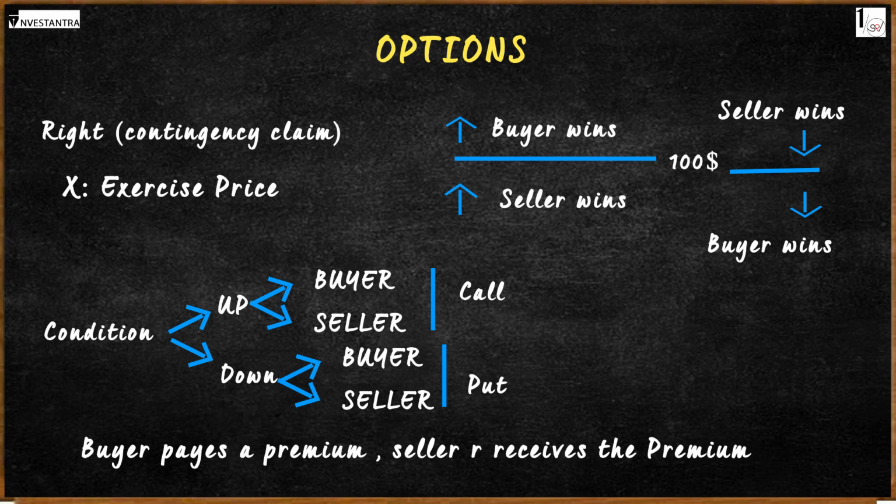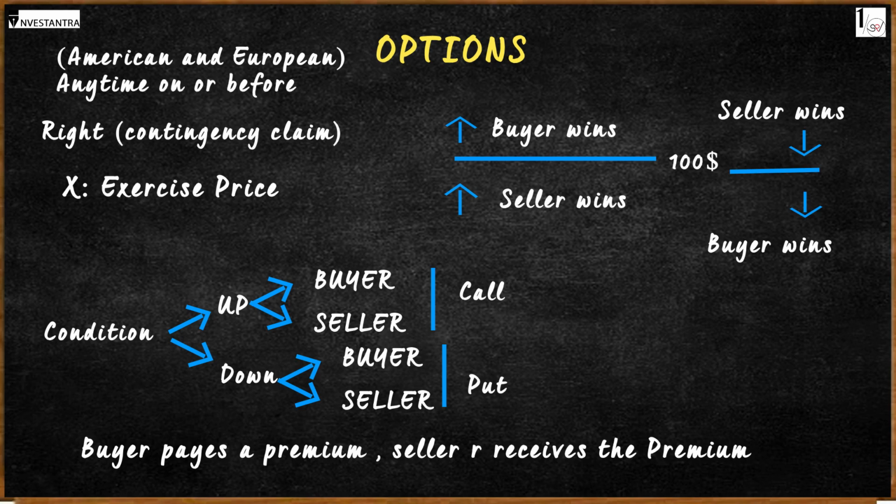Now, when I talk about options, there are two kinds of options, American and European. European options are exercised on a particular date. You can't exercise it whenever you like. So if I say 30th March, it has to be exercised on a specific date. American options, on the other hand, can be exercised anytime on or before.